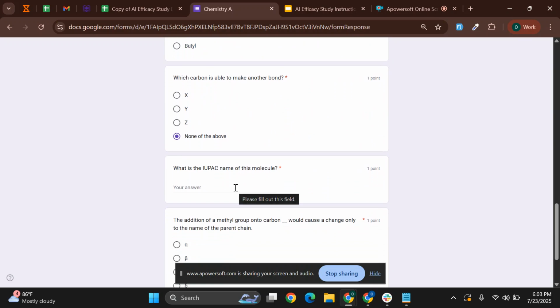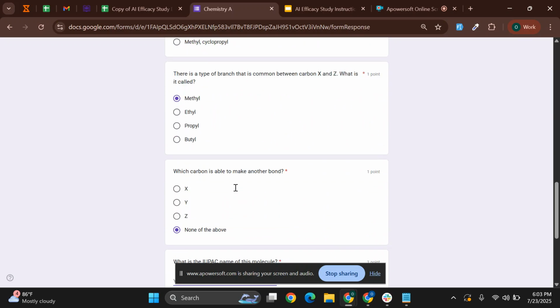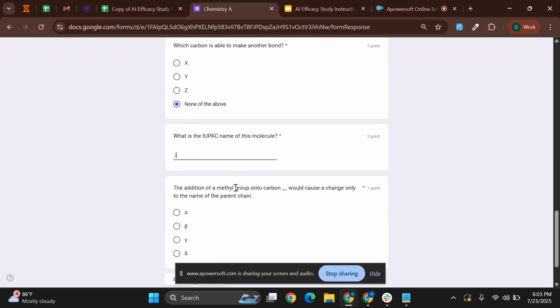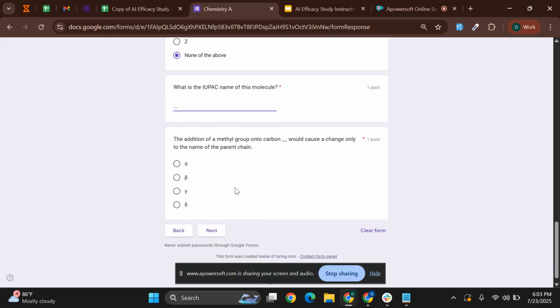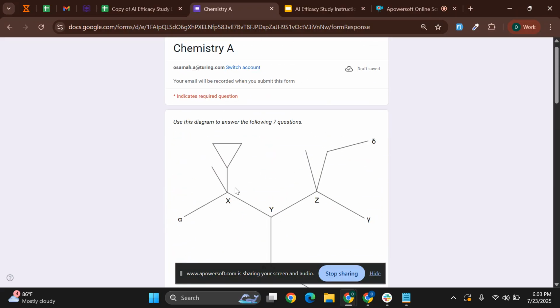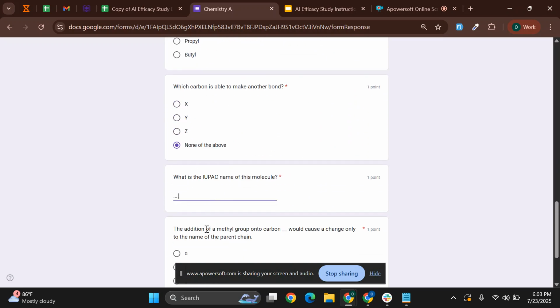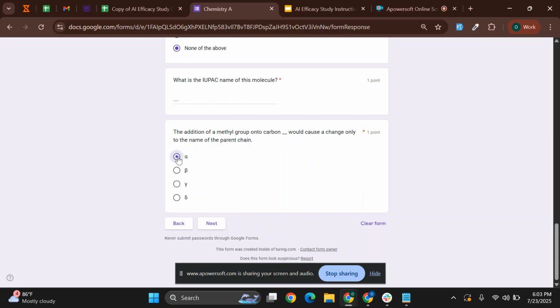What is the IUPAC name of this molecule? Don't know much about this. The addition of a methyl group onto carbon would cause a change only to the name of the parent chain. Methyl group onto carbon would cause a change only to the name of the parent chain. Methyl group. I think it's alpha. Not sure.